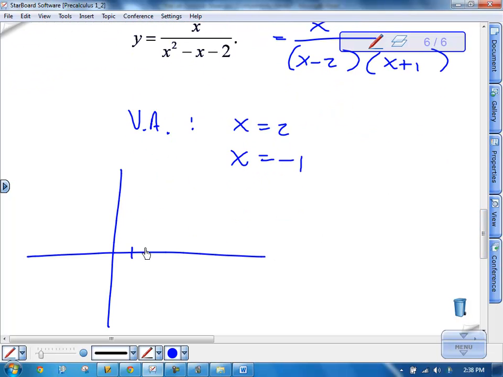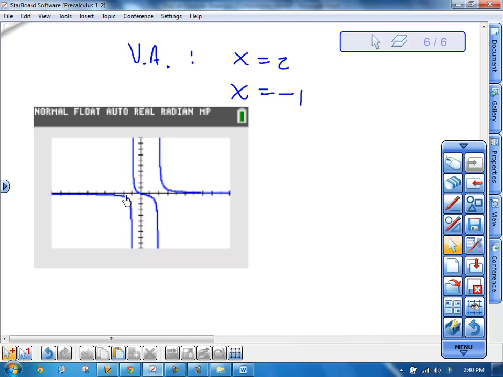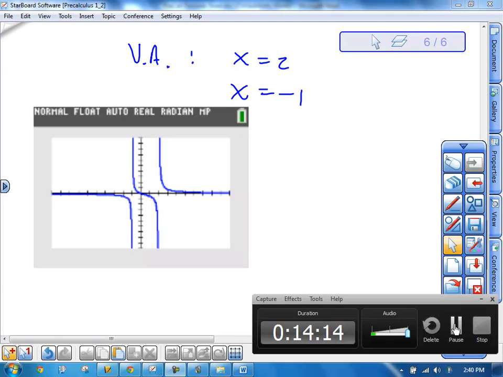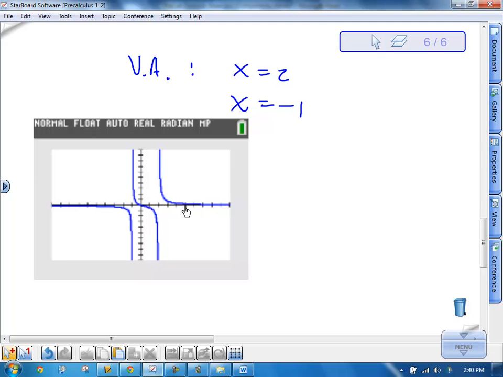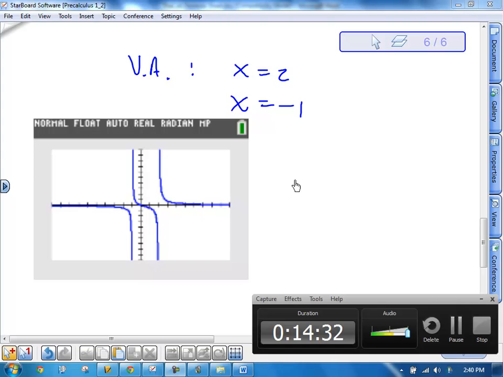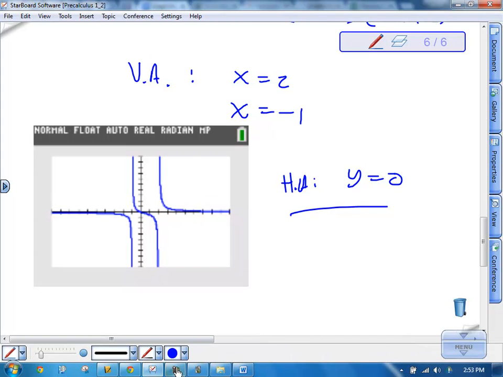So we'll take a look at that graph real quick. 2 is right here, and negative 1 is right here. If you graph this, this is what you get: 2 vertical asymptotes, one at negative 1, one at 2. You can tell there's no horizontal asymptote at first glance. But if you look at the formula sheet, when you have an exponent that's higher in the bottom, the horizontal asymptote is y equals 0. So I'm sorry, there is a horizontal asymptote. It's actually y equals 0. You can see the function goes to that here, and it goes to the left as well. So the horizontal asymptote would be y equals 0. All right, so I hope this helps.